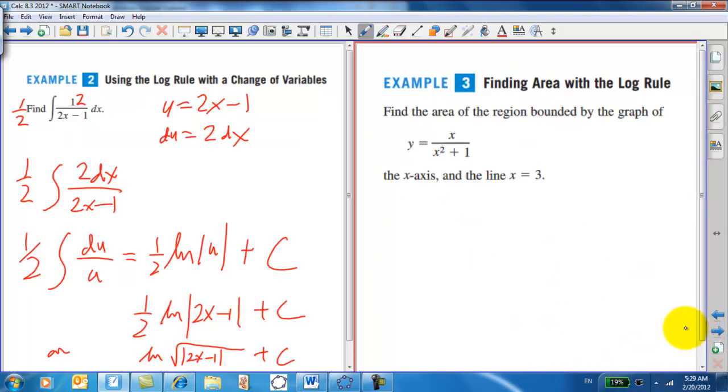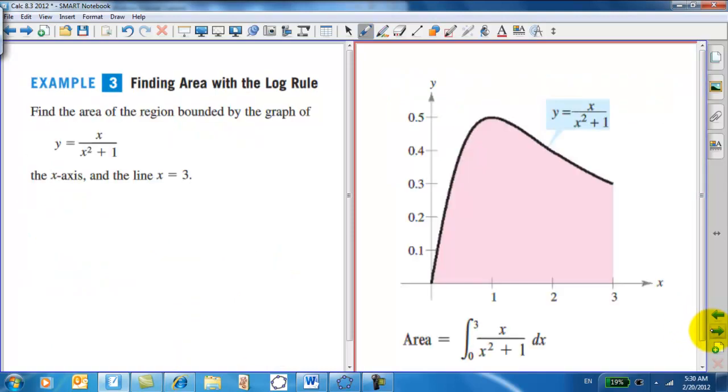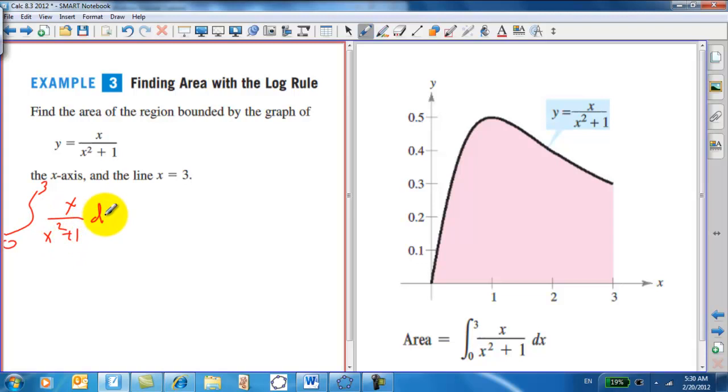Now let's find some areas. Find the area bounded by the graph, the x-axis, and the line x equals 3. So we want to find the integral from 0 to 3 of x over x squared plus 1 dx.